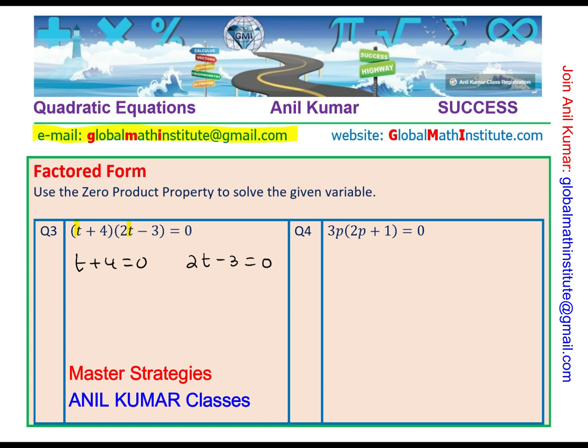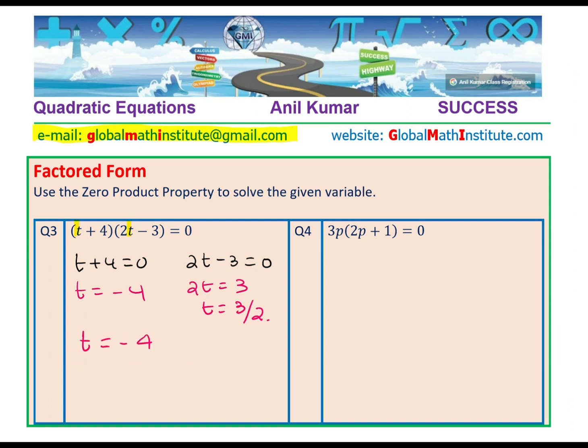So to get both the solutions, let's solve for t now. So t equals minus 4, and here you can say 2t is 3, or t equals 3 by 2, right? So once again, we get the solution t equals minus 4 and 3 by 2. Makes sense, right? Simple as that.